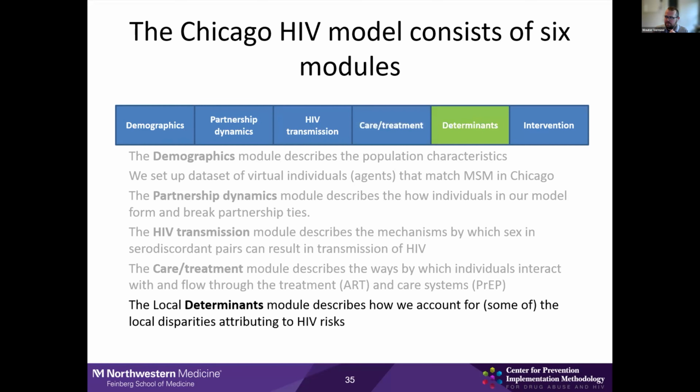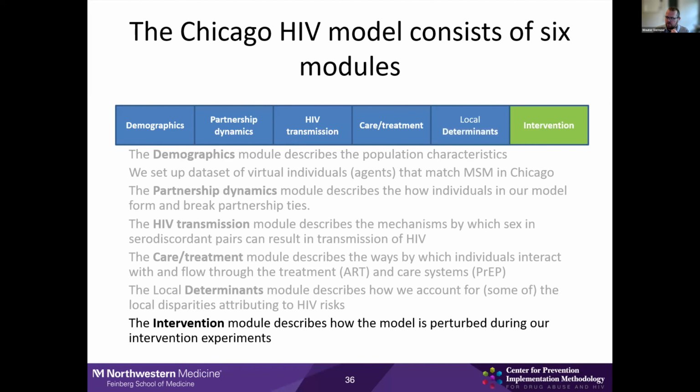We specifically have a module that covers some of the local determinants. That's really there to ensure that some of these drivers or the effects of disparities are captured in our model as well. In our first efforts, we tried to build something without these determinants, and we found that our model was behaving vastly different than the real world. So that shows that simple risk factors alone are not sufficient to understand the actual dynamics that we're seeing in a city like Chicago.